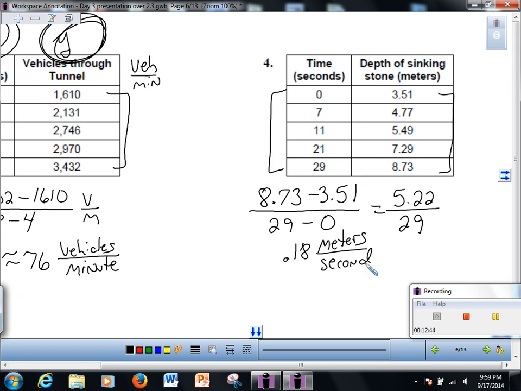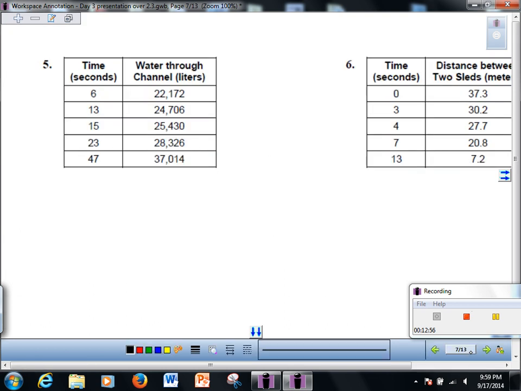So I got a couple more of these, and I'm going to switch gears on you just a little bit. I think if I was there, I would say, try number 5 and number 6, and we'll see how you do. Since I'm not there, we'll go ahead and do number 5 and number 6 together. I'm hoping that you're a little bit ahead of me now. So time looks like it's in seconds. Water through a channel is in my Y column. So it looks like my water in a channel is growing as my time is growing. So let's see what we got.